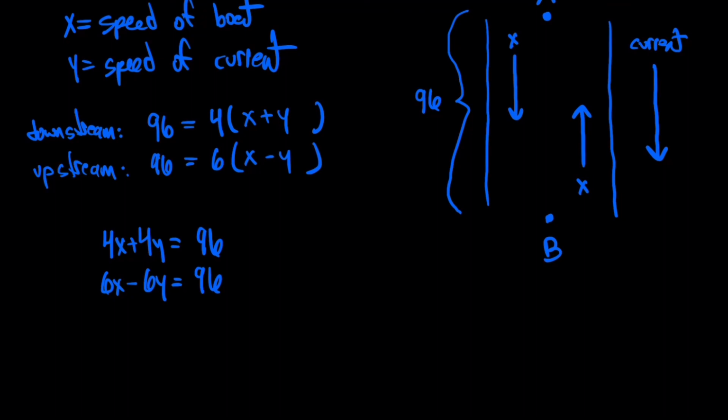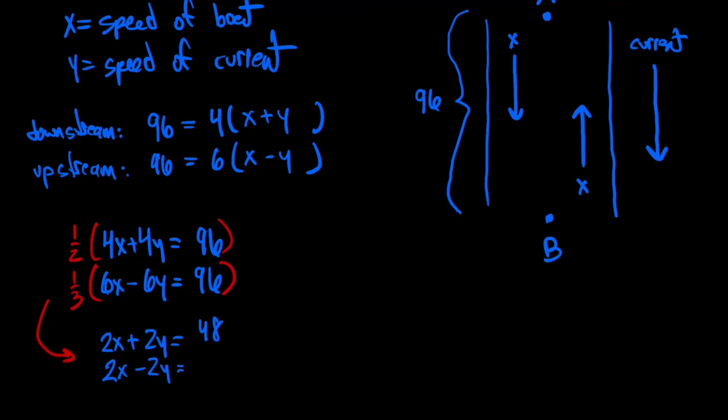You can multiply both equations if you want, but these numbers are kind of easy to work with, right? Think of it this way. If I take 4 and I multiply it by 1/2, that'd give me 2. If I take 6 and multiply it by 1/3, that would also give me 2. So if this were calculator inactive and you want to deal with smaller numbers, I think that's the way to go. So I will take this equation, multiply it by 1/2. I'll take this equation, multiply it by 1/3. I'll rewrite those down here. Okay, so that gives me 2x plus 2y equals half of 96 is 48. And then this gives me 2x minus 2y, and 1/3 of 96 is 32.